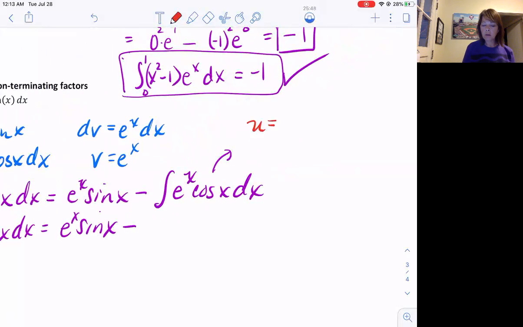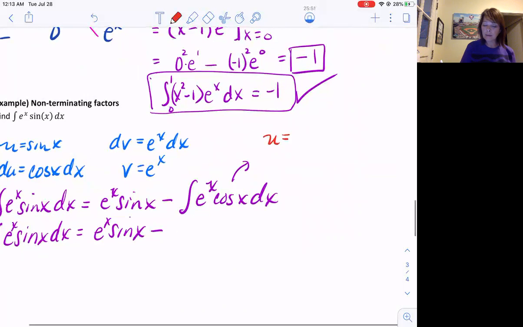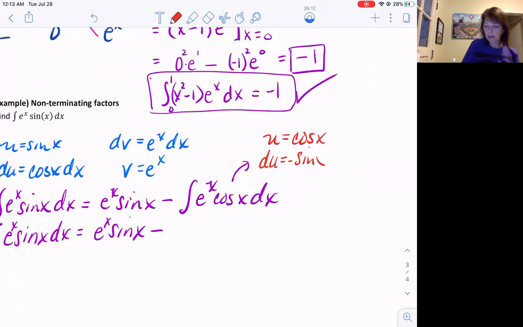So I'm going to say my u, remember you have this LIATE. So again, LIATE. You have an exponential function and a trig function. The exponential function is not going to be the u, the trig is. So we have that u is equal to the cosine, just the same way as the sine was. And then du is equal to negative sine x dx. And then you have your dv is equal to e to the x dx, and then your v is just e to the x.